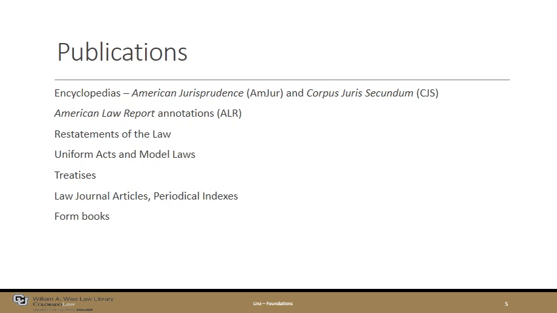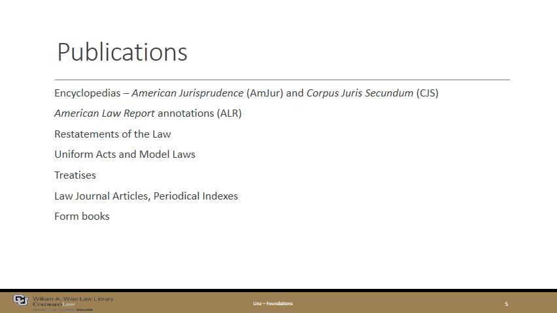Treatises, we'll look at treatises in a later lecture as well. Treatises are essentially books written by legal experts, and they can range broadly from multi-volume scholarly treatises to single-volume overviews such as nutshells. Of course, law journal articles, law review articles are a form of secondary authority, and we also want to understand the periodical indexes that help us find the articles themselves.